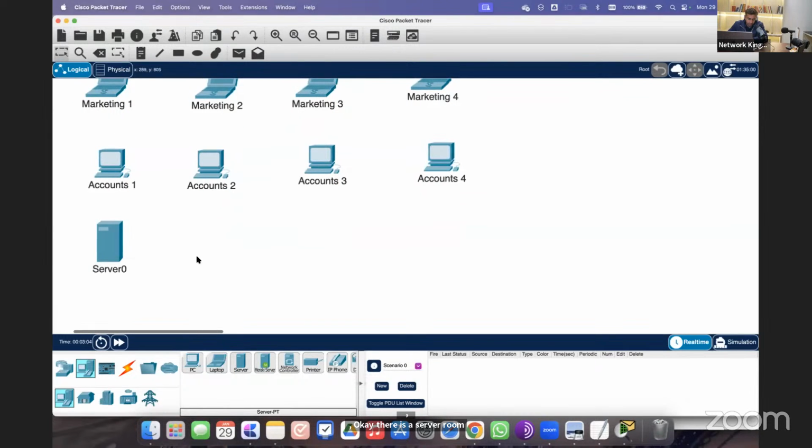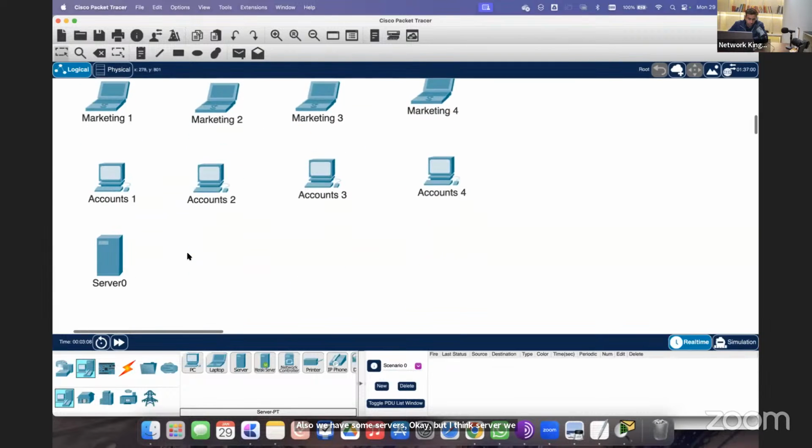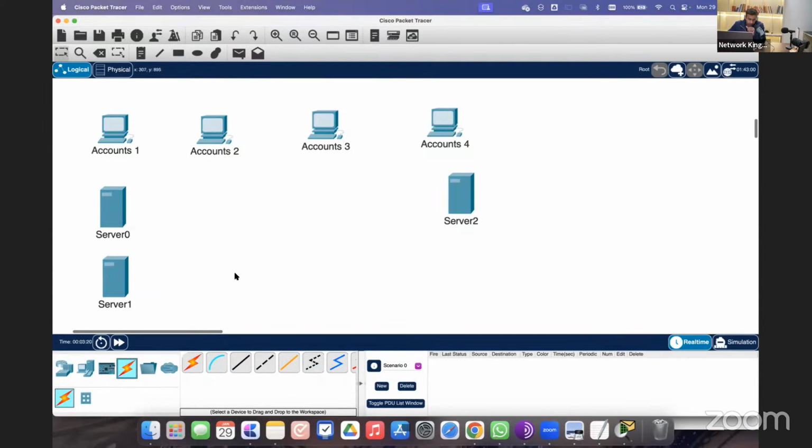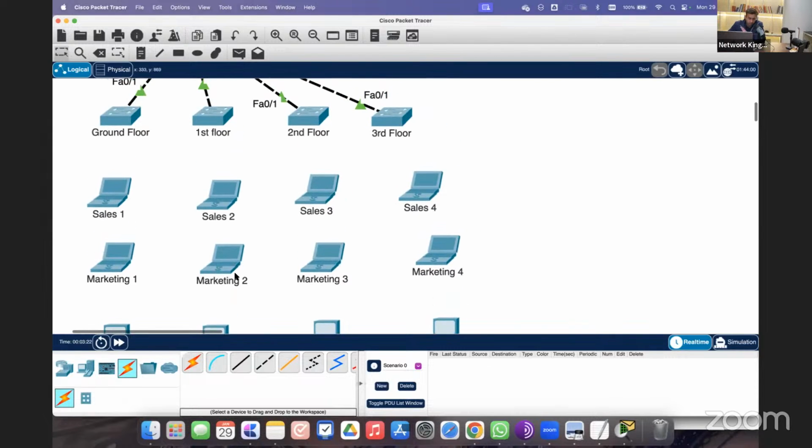But I think server we will keep in one floor only. But still, you can consider on the ground floor, we have all server room and all devices are on the ground floor, also one server in third floor, maybe. Let's say it's a CCTV camera server, something like that. Okay. So now consider all these VLANs are in the subnet.